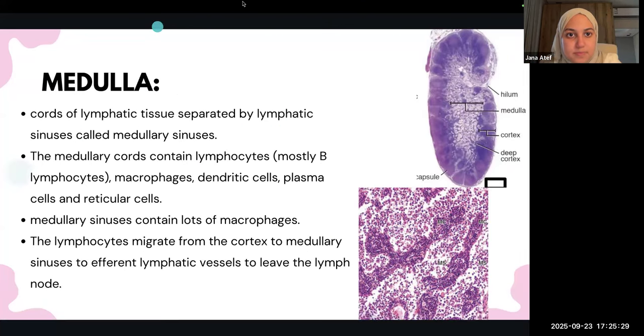This is it for the lymph nodes, Yani. Is it clear, guys? Can you give a quick summary?